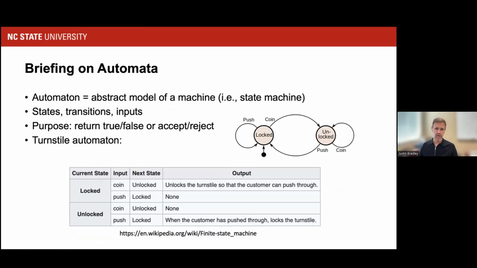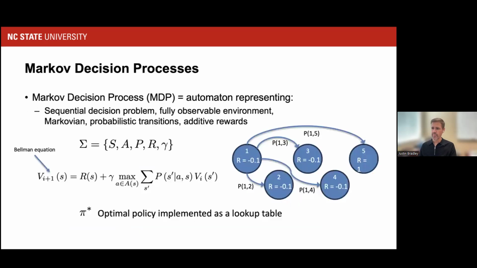So, a really quick briefing on automata, if you're not familiar. An automaton is an abstract model of a machine. It has states, transitions, and inputs, and its purpose is to return true or false, or accept, reject. A Markov decision process is a type of automaton, and it represents a sequential decision problem in a fully observable environment with Markovian probabilistic transitions and additive rewards. So all of this is to say that it's a stochastic automaton where the decisions are made according to what's best for maximizing overall reward or utility.